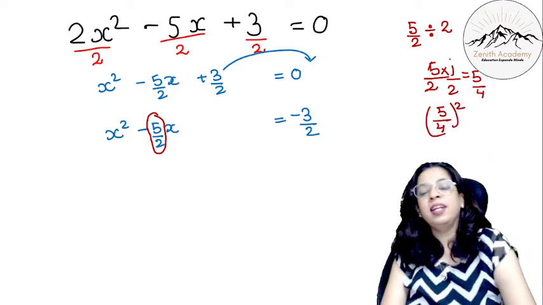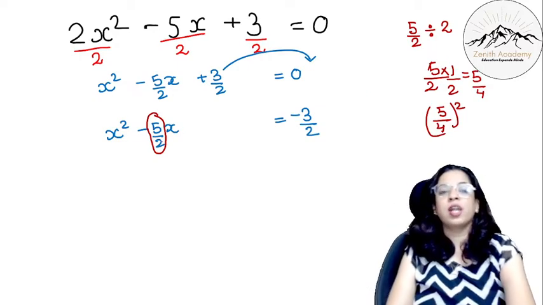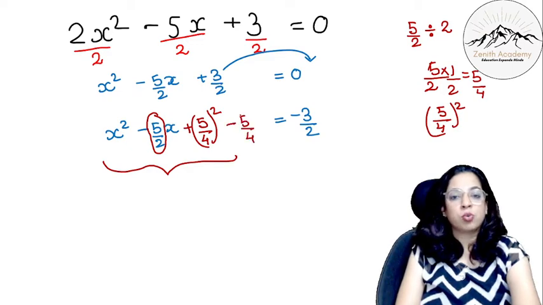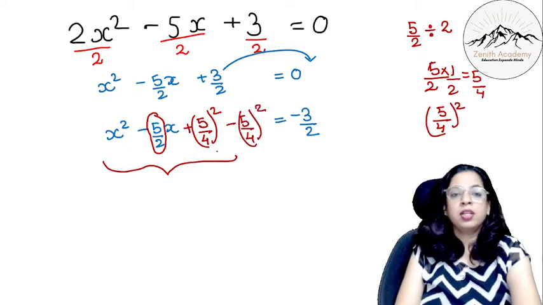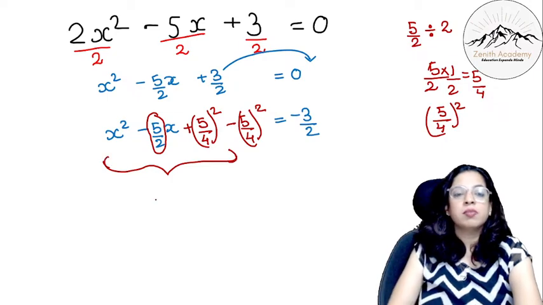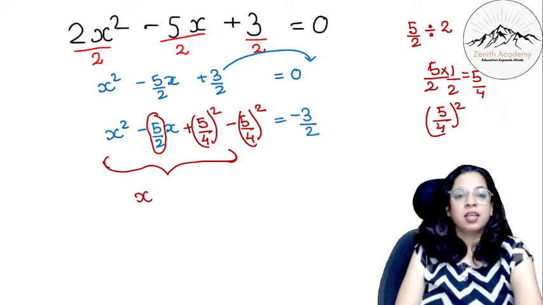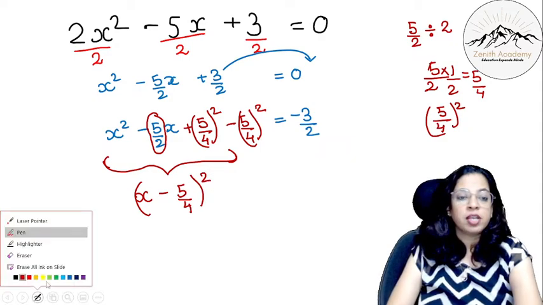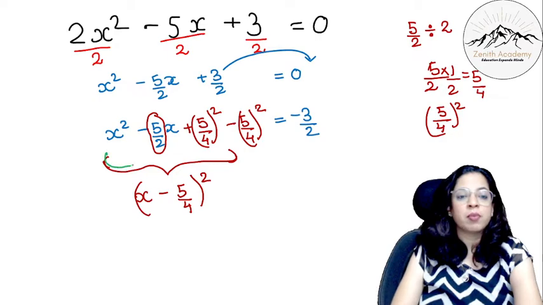Why do we first divide it by 2 and then square it? So that if I add that, it becomes a complete square. So I add 5/4 square and I subtract 5/4 square. Got it? Now if you see the first three terms, it is x, then here there is minus, see this last term, 5/4. So it is x minus 5/4 whole square. You can expand and check.